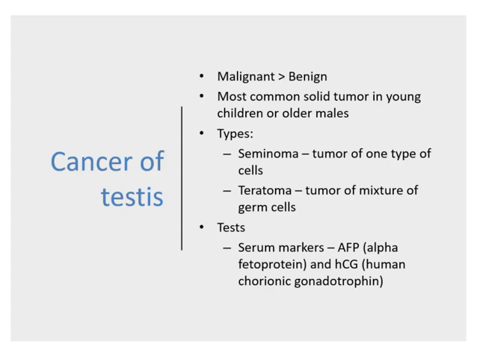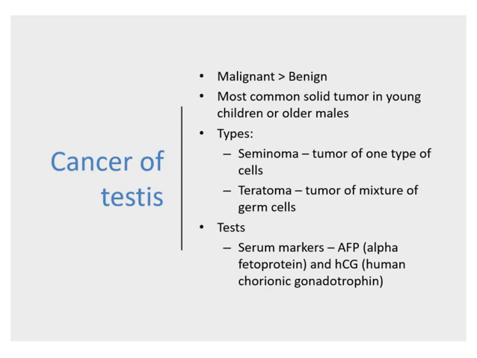Next we are going to discuss the cancer of the testis. In cancer of the testis, most of the cases are going to be malignant. It is the most common solid tumor seen in young or older males. As I said, it is most commonly associated with cryptorchidism. The common types are seminoma, where the tumor is of one type of cell. There can also be a teratoma, where the tumor is a mixture of all the germ cells.